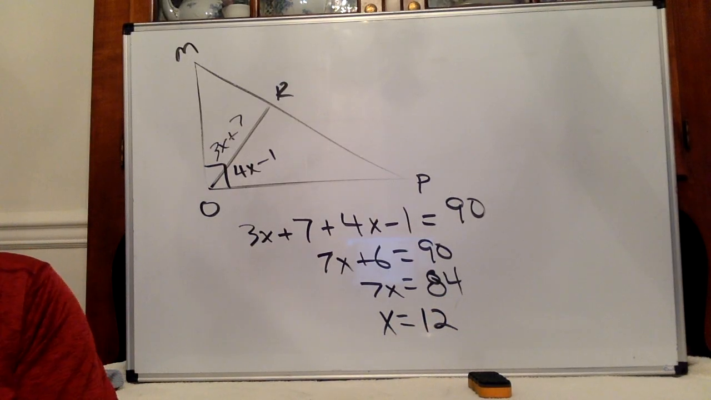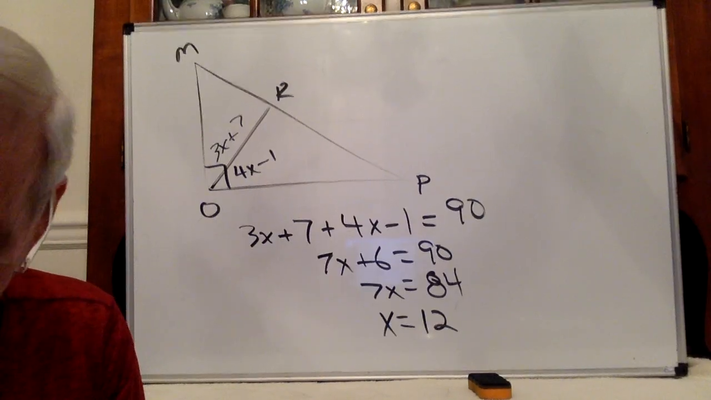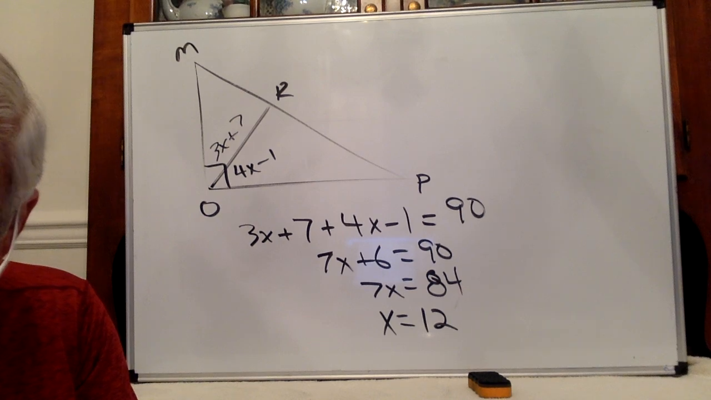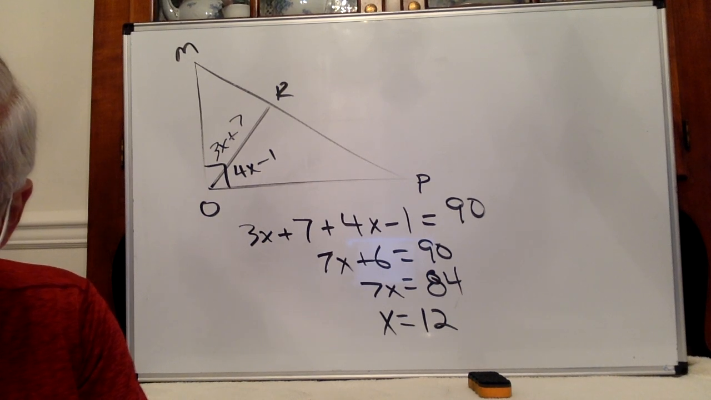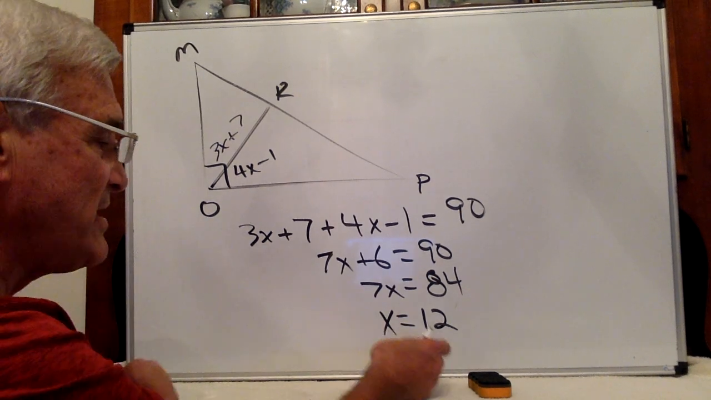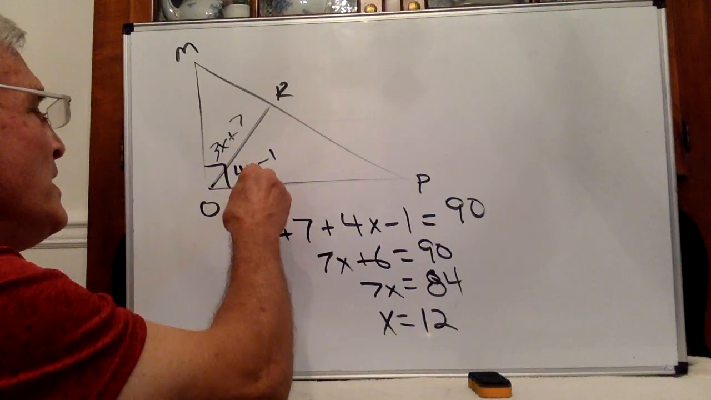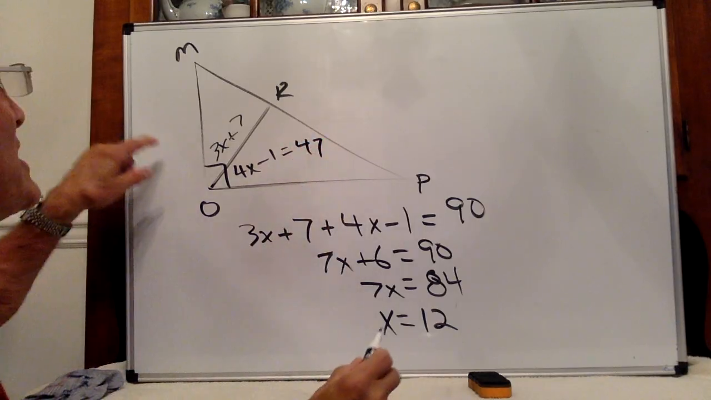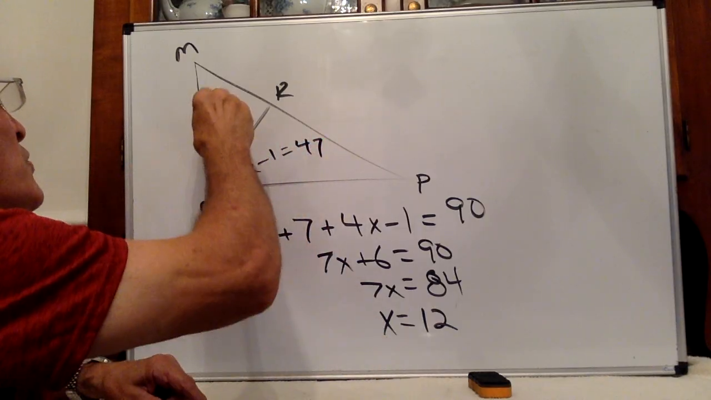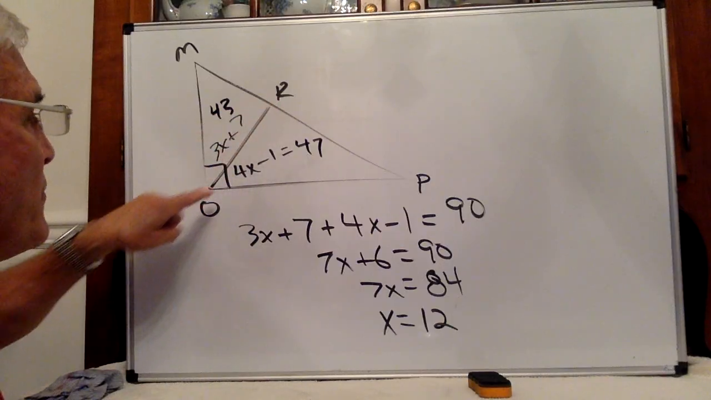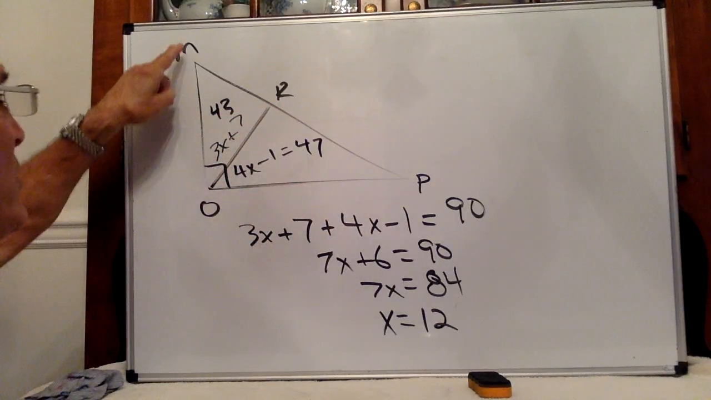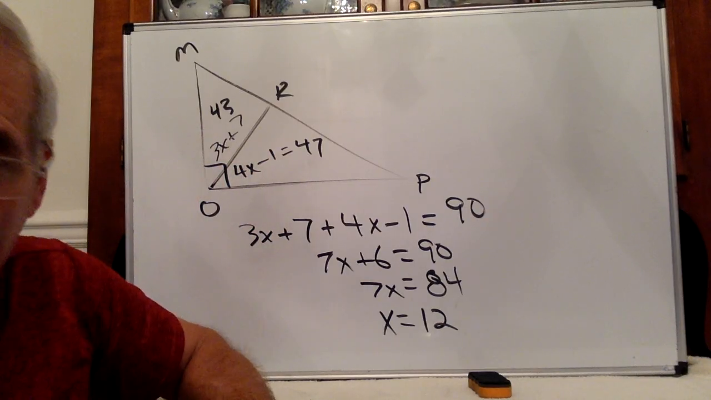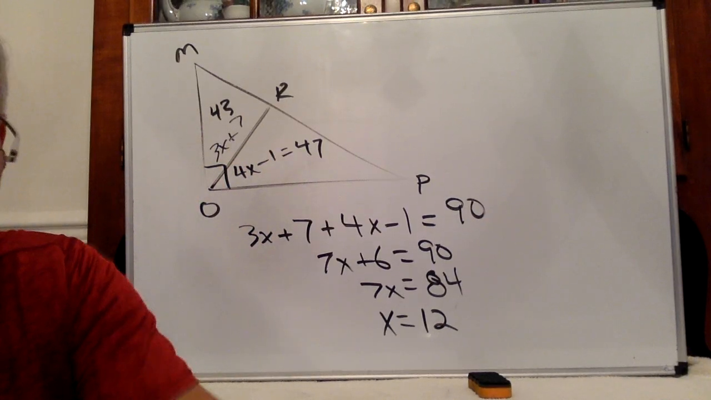Don't stop there. They didn't ask you what x was. The problem asked you which angle is larger, angle MOR or angle ROP. Well, just take x equals 12 and plug it back in. 4 times 12 is 48, minus 1 equals 47. Since this is 90, that makes this equal to 43. So angle ROP is bigger than angle MOR. This is 47 degrees. That's 43 degrees. That was the answer they were looking for.